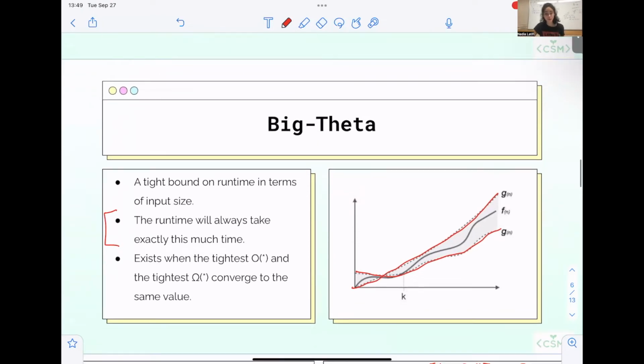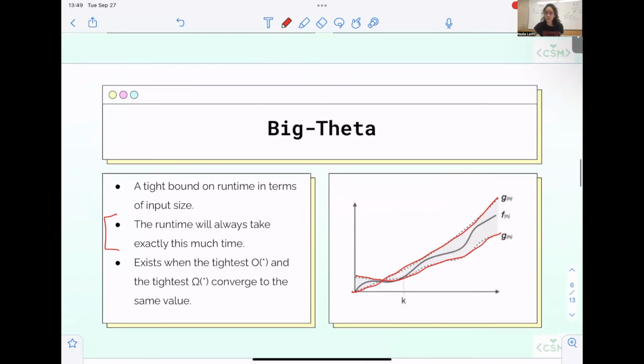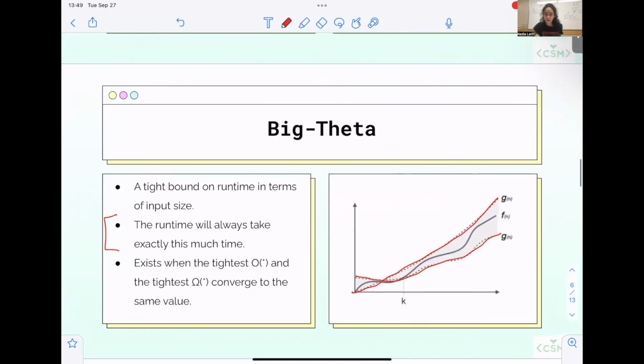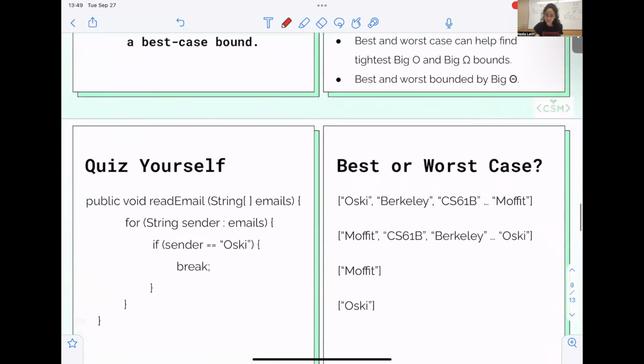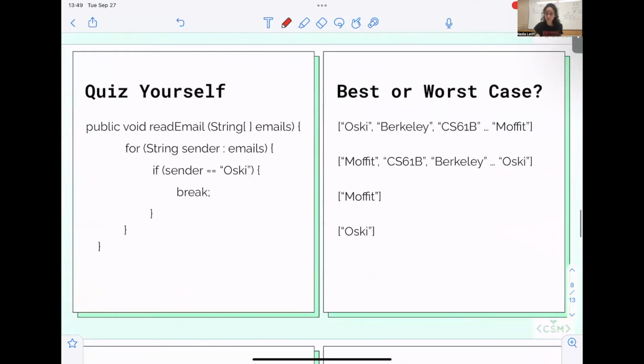Now, that being said, you could still describe the best and the worst case with big O and big omega, but the most specific and informative way that we could discuss any case is theta. Okay, so I just threw this together really quickly just for you to quiz yourself. Classify each of these inputs as best case or worst case.